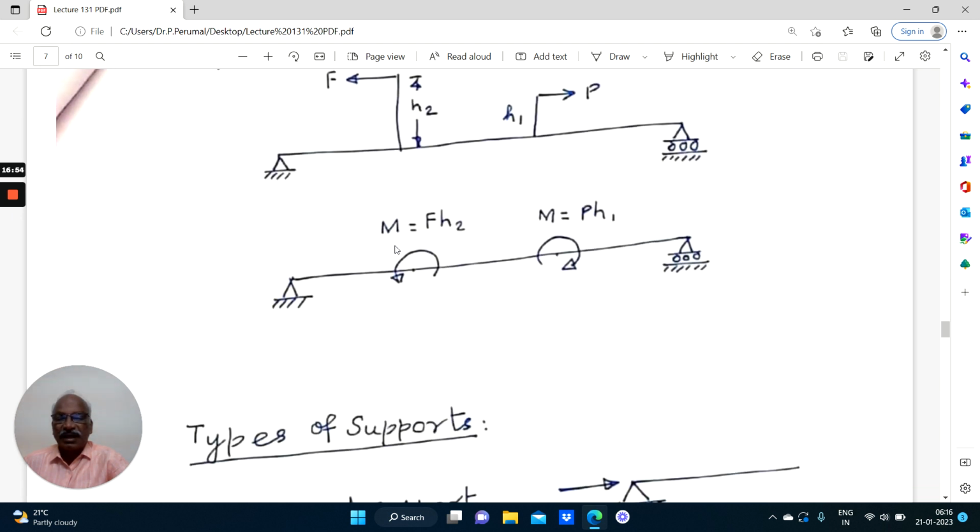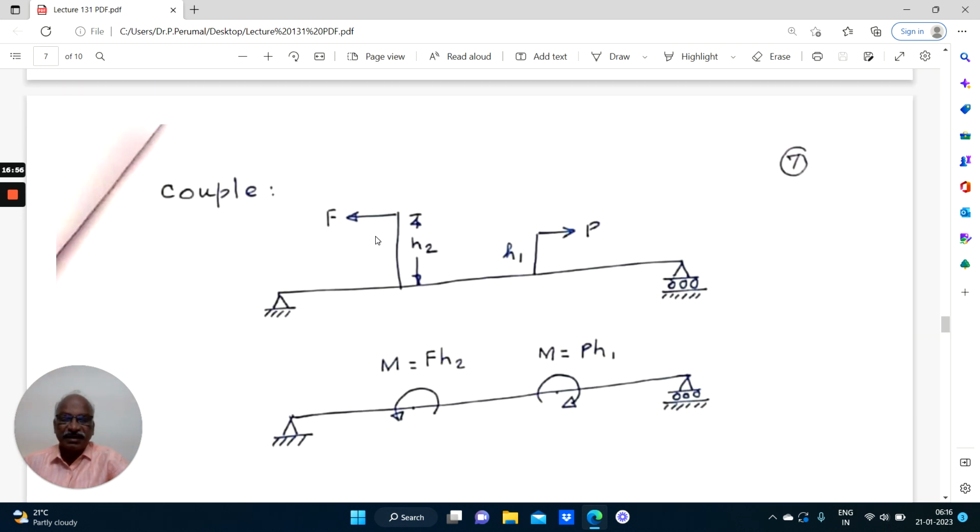Right. And another type of loading is that of a couple or moment. By providing some member like this or some bracket like this, you can apply a horizontal force at some distance. If this is given, this will transmit an axial force of F along the axis of the member. Primarily, in the case of beams, we consider bending moment and shear force only. Axial force we will not consider. That is considered to be negligible, right?